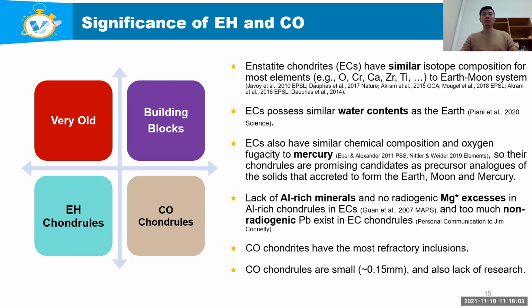And also there was too much non-radiogenic lead in the enstatite chondrules, so we cannot use the uranium-lead system. And a previous study also found a lack of aluminum-rich minerals and no radiogenic magnesium excesses in aluminum-rich chondrules in enstatite chondrites. For CO chondrites, they have the most refractory inclusions, and also due to the size problem, the CO chondrules cannot be dated by uranium-lead.